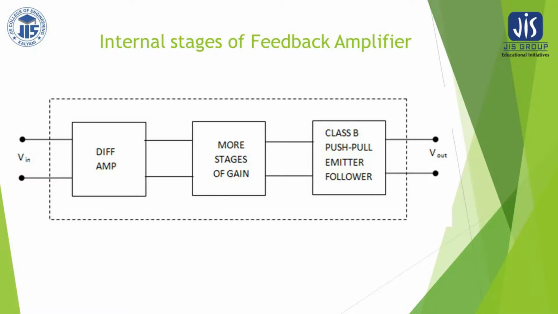Now these are the various sections of the feedback amplifier: first is the signal source, thereafter the mixing network, thereafter the basic amplifier, then the sampling network, and finally the load. And this is the feedback network. Now how does it operate? The signal source is normally applied to the basic amplifier when the feedback network is absent. But when the feedback network is present, it collects a fractional output signal through the sampling network.